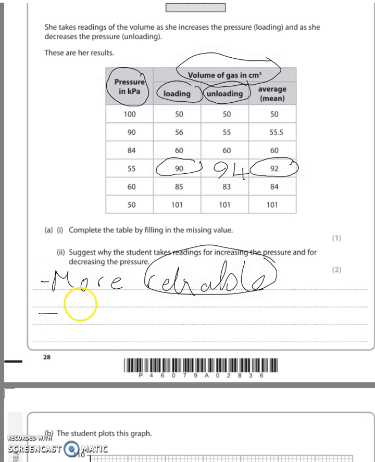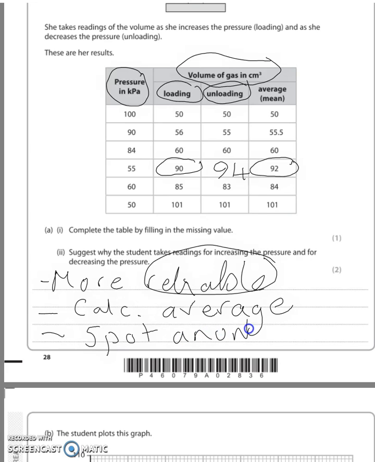You could also have so that you could calculate an average. Again, that's kind of the same thing. It does make it more reliable, but you're giving a bit of extra detail. Another reason why we take more than one reading is so that we can spot any anomalies. So those are the standard answers that you should always think of.